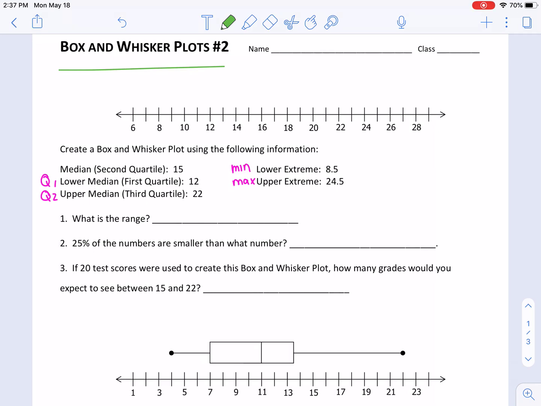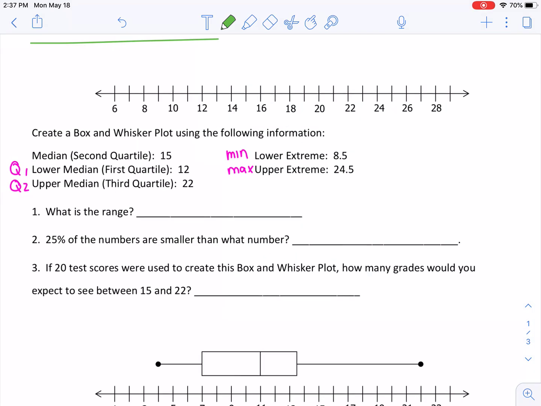So they give you the median, the lower median, which they represent as the first quartile, which I have nicknamed as Q1. The upper median, third quartile, which I have set as Q3. And then the lower extreme, the minimum, and the upper extreme, the maximum. So if it helps you, label those as well.